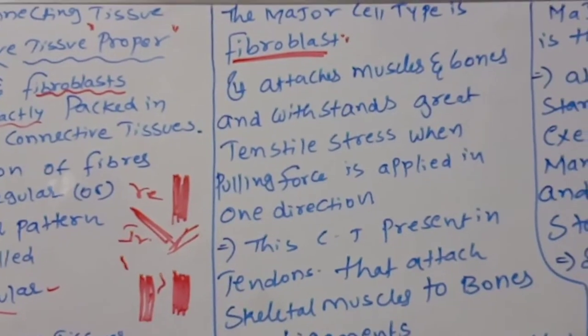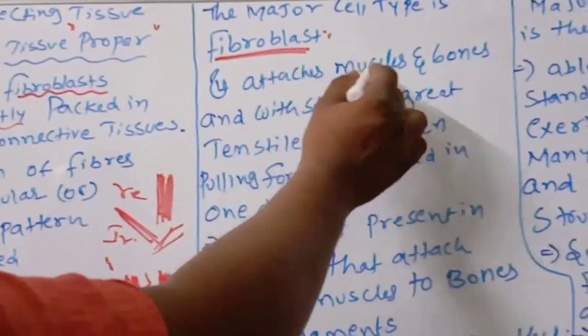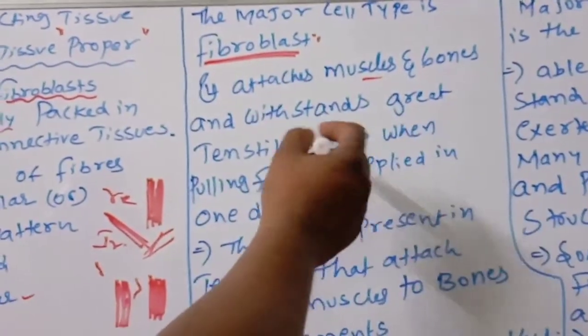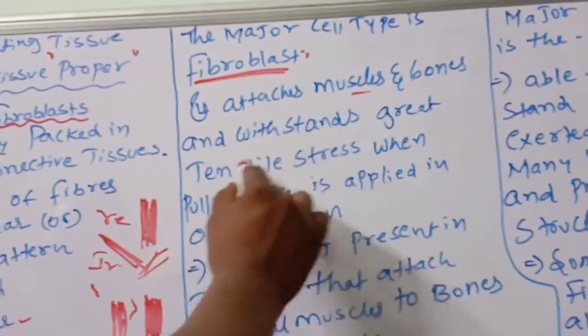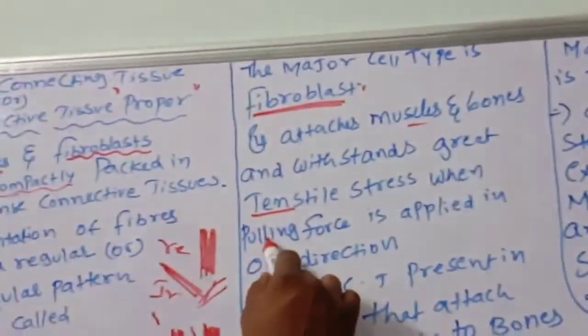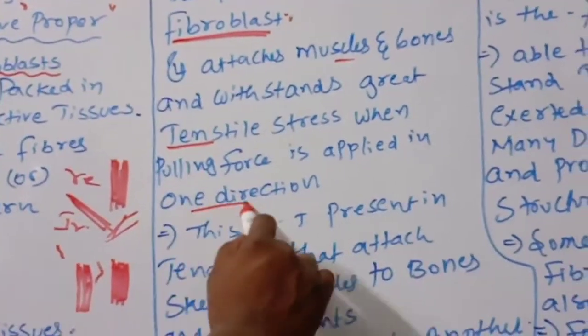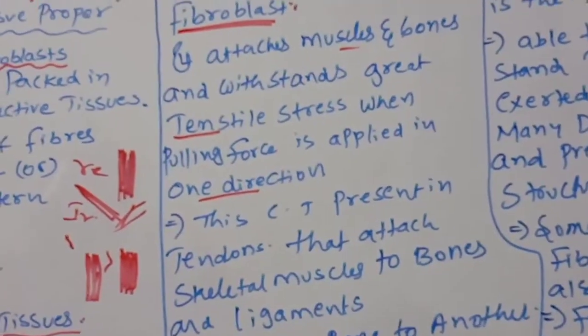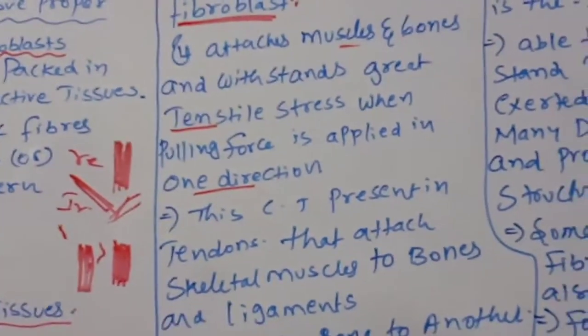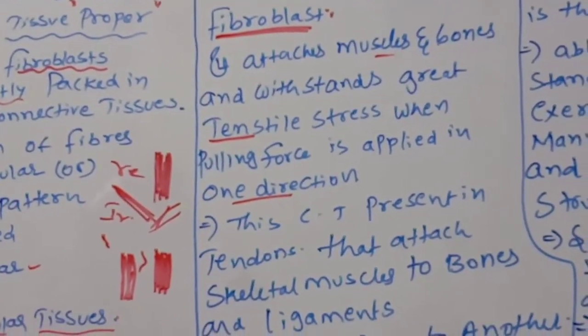What is the function of dense regular connective tissue? It attaches muscles to bones, you know very well, ligaments, and withstands great tensile stresses when the pulling force is applied in one direction. Very perfect strength they will give to the complete muscle or tissues.